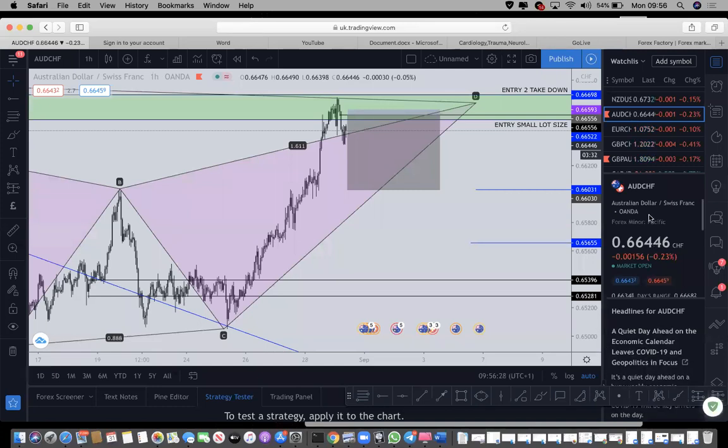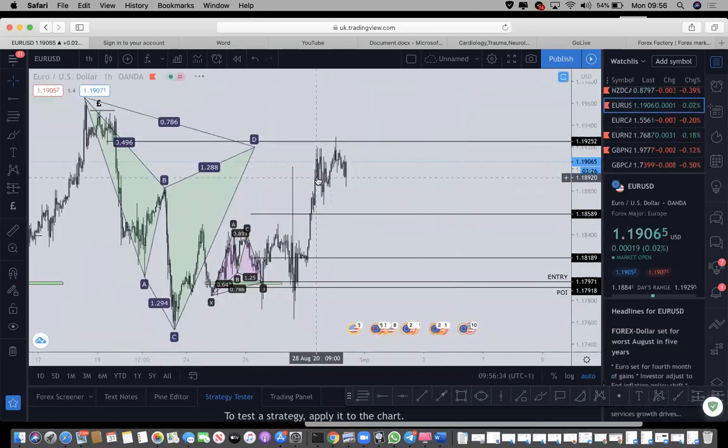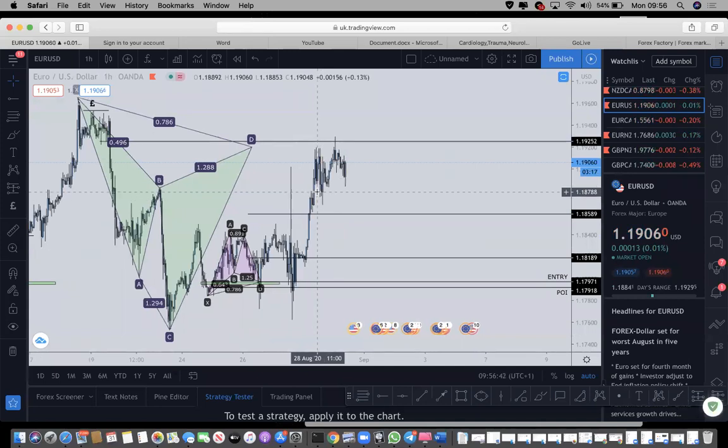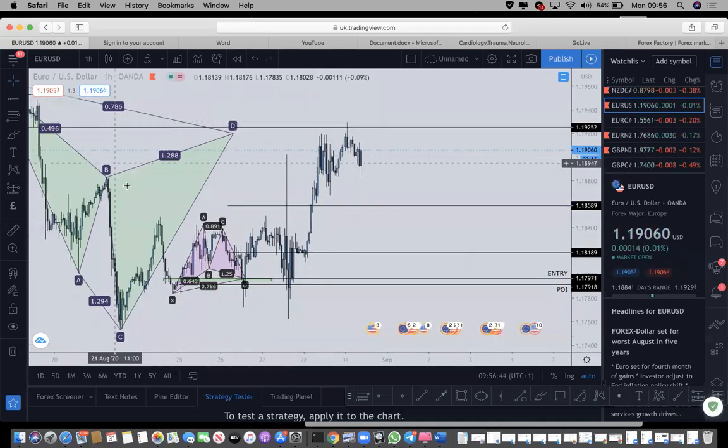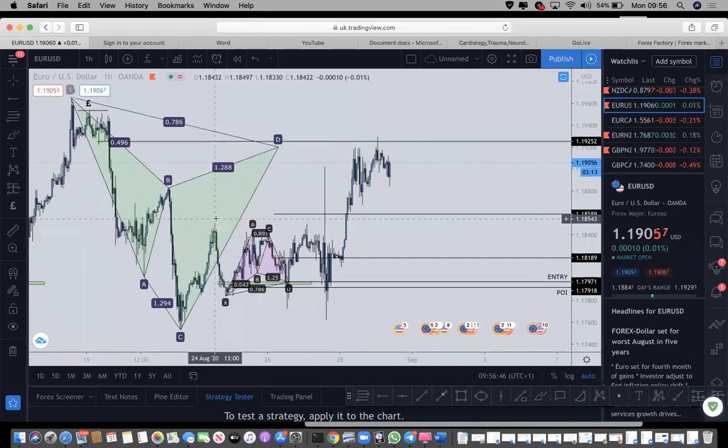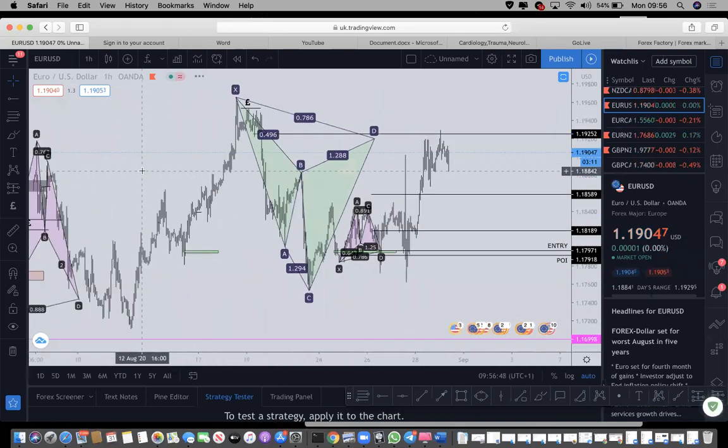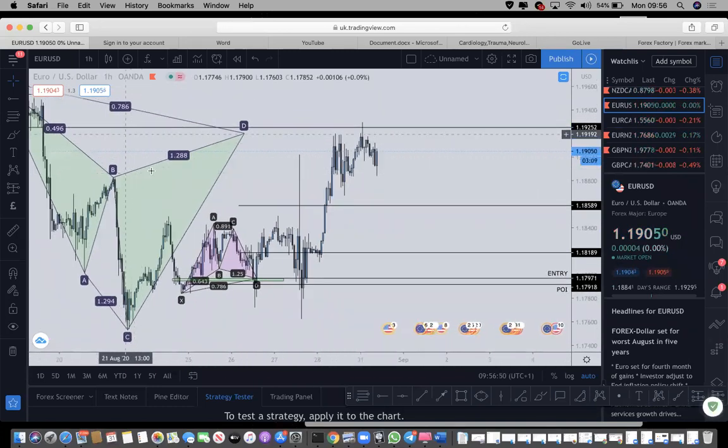All right, Euro USD. Pami, your trade is already in profit, so I don't know why you're still asking me to go over it. Yeah, this is what we have on Euro USD. Cypher pattern.